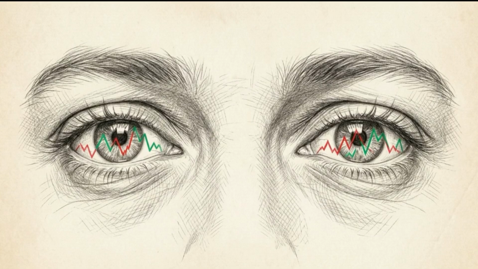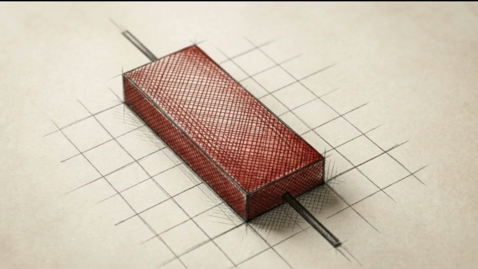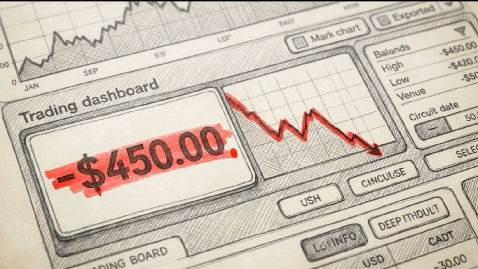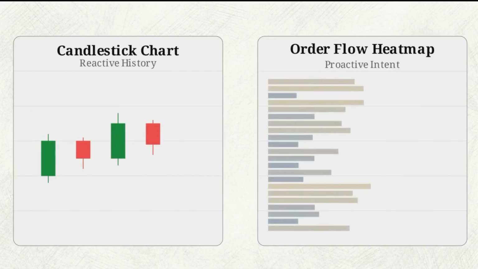You spend months studying smart money concepts and traditional price action. You memorize every pattern, every single trend line, and every candle shape. But the consistency you were promised never actually materializes. Look at this comparison. On the left, a standard candlestick chart, entirely reactive, showing where price has been.